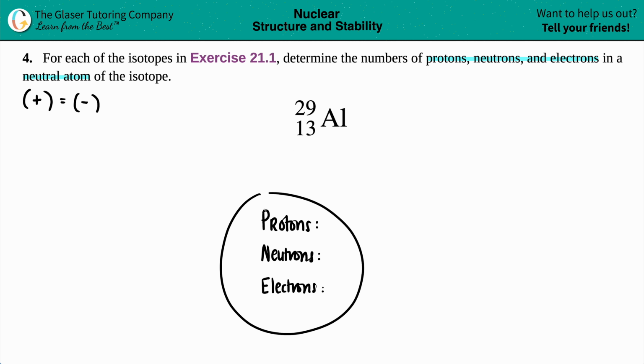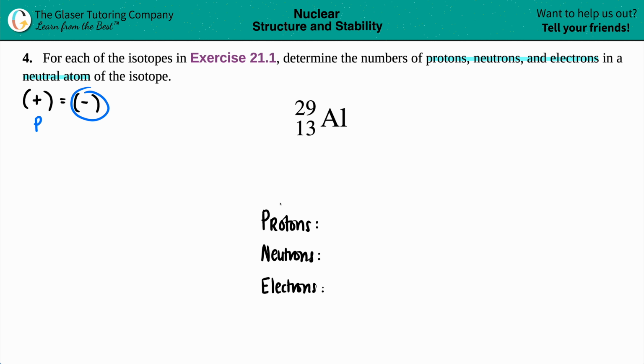And for your subatomic particles, the positive particles are your protons, and the negative subatomic particles are your electrons. So protons are always positive, electrons are always negative, and these have to be equal to each other. So we got protons being equal with electrons. So once I find out either the protons or the electrons, I know that they're going to be the same. So let's try to find that out.